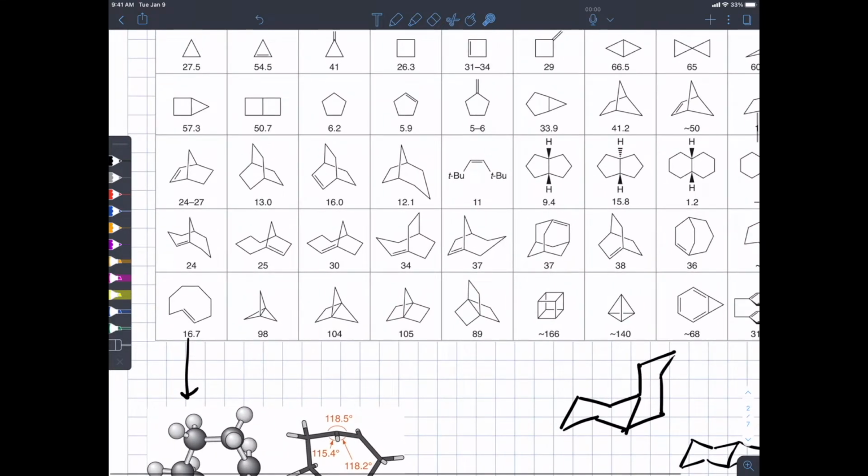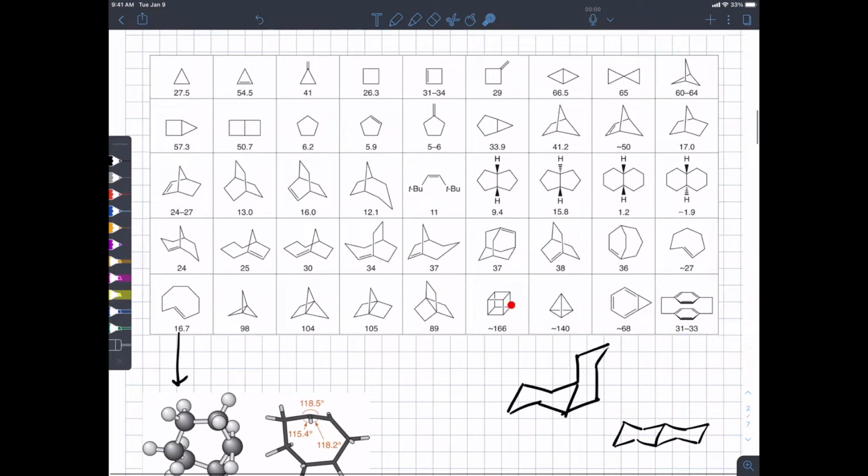Let's see. Some of the more exotic ones are cubane and tetrahedrane. And then, let's see, which ones most offend our sensibilities? Maybe this benzene ring with the cyclopropane ring attached to it. That just seems like that bond angle wants to be 120, and now it's forced to be something less than that. Here's an interesting one.